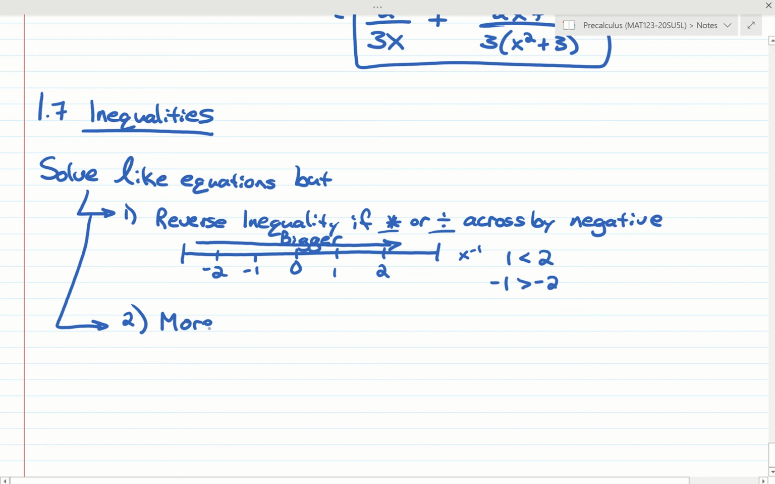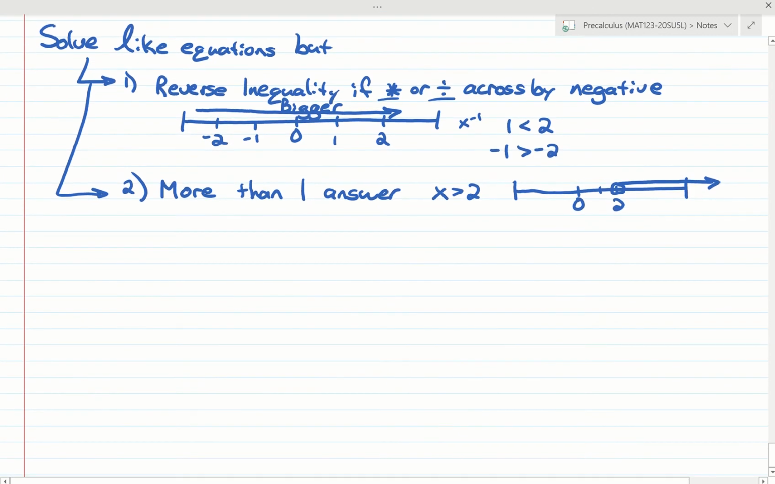Also, the difference between an inequality and an equation is there's usually more than one answer. If the answer is x is greater than 2, well, on a number line, that means if this is 0, here's 2. Any number greater than 2 would be an answer. 2 actually wouldn't work. We'll talk about that in this third difference.